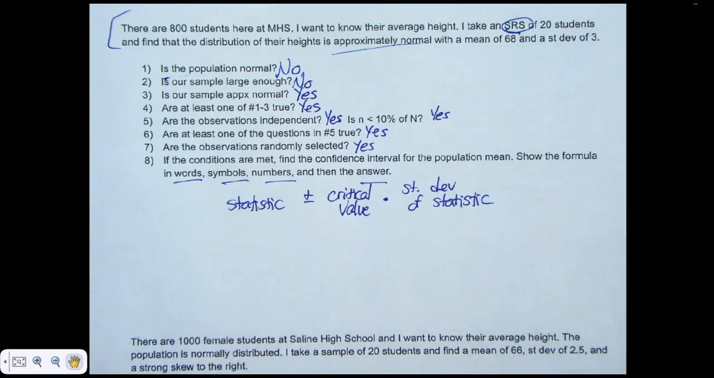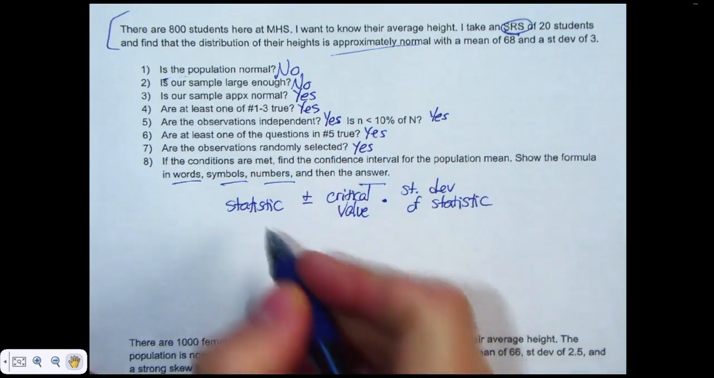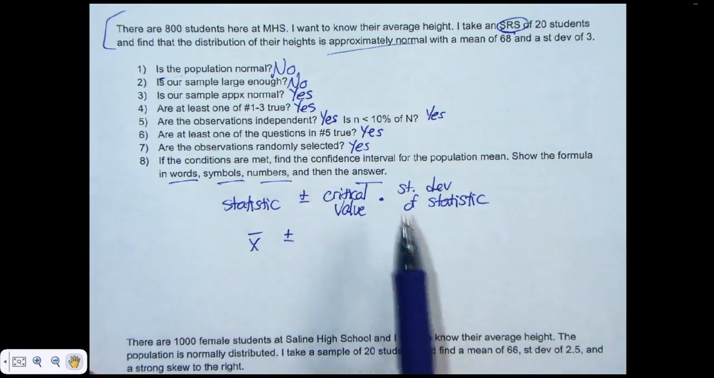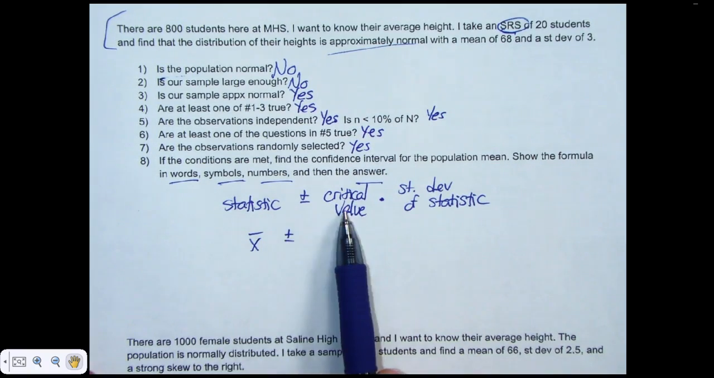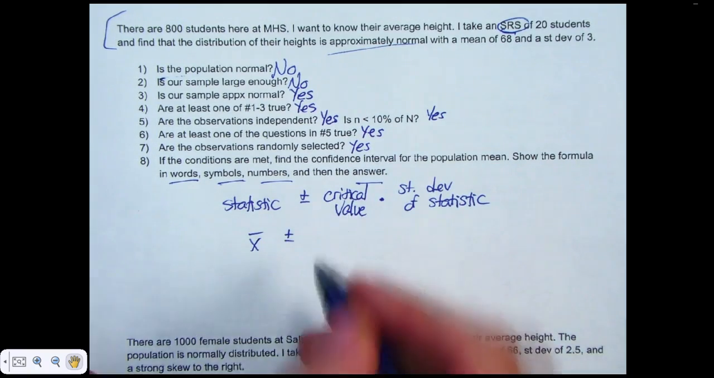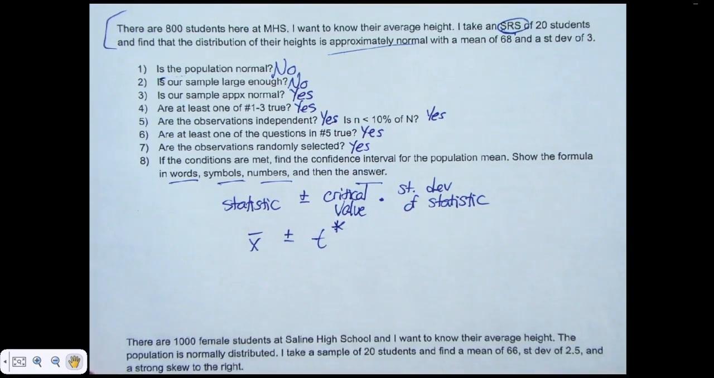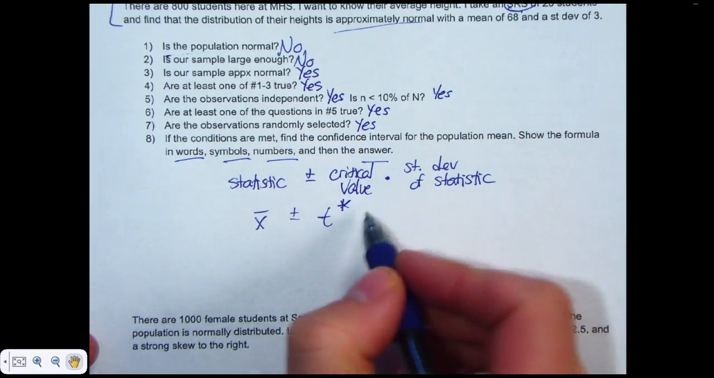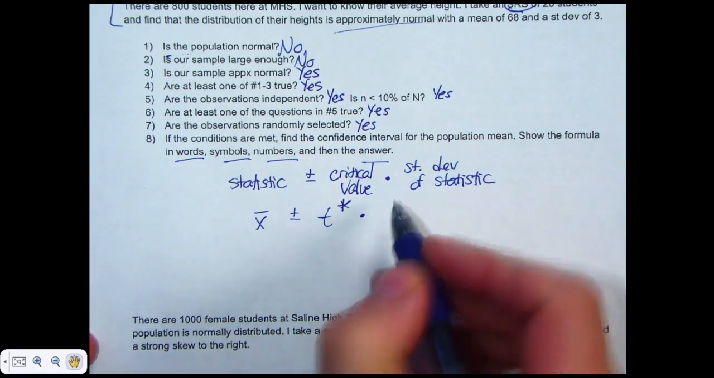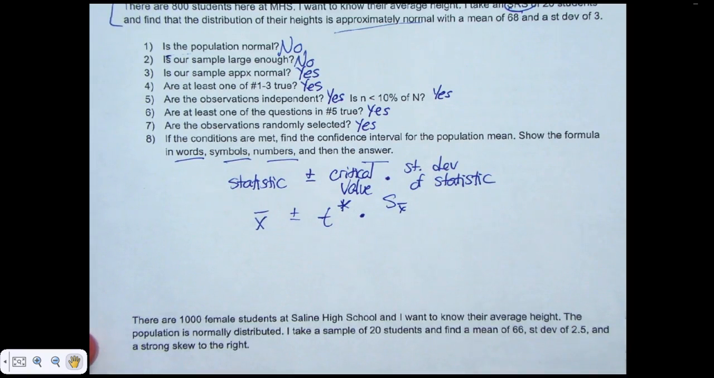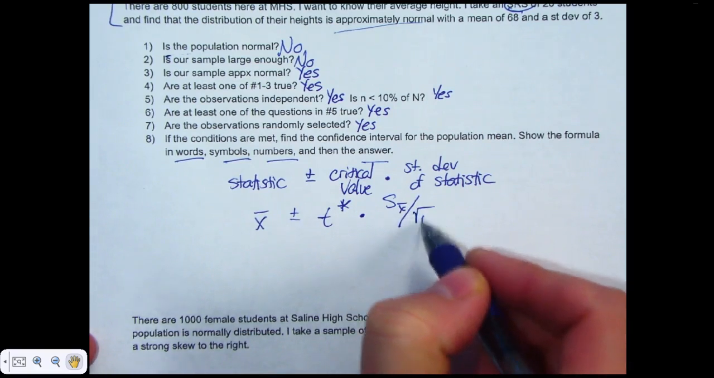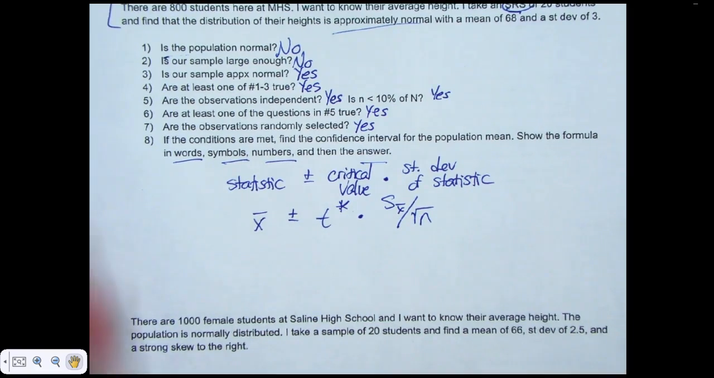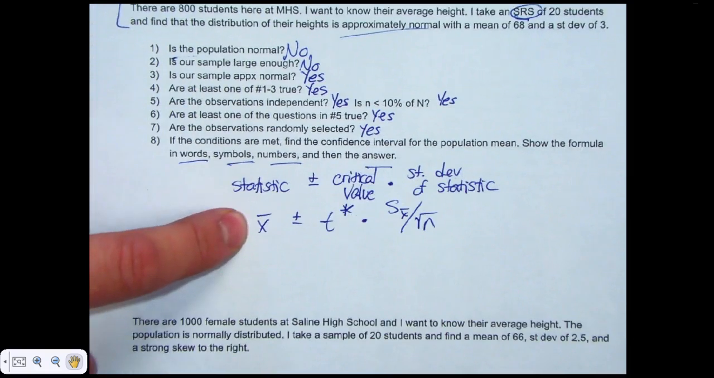So statistic is a sample level, and we're doing means. So what's the statistic for a sample mean? Like how do I indicate that? X bar. Plus or minus. The critical value is going to be T star or Z star, depending on if we're in means or proportions. We're in means. If it's means, it's always T star. Times the standard deviation of the statistic. So we have the sample standard deviation. And what do we do with that? Divided by the square root of n. So that's words. That's symbols.